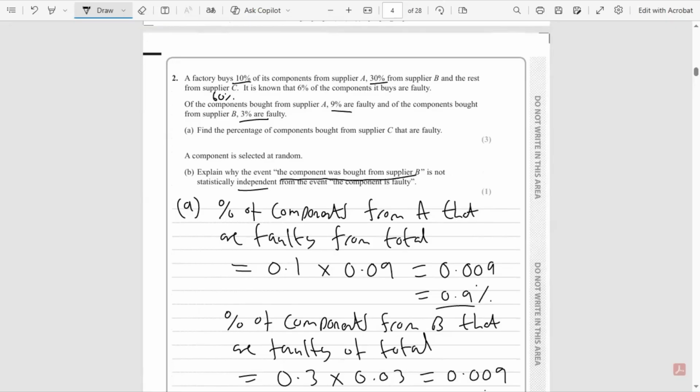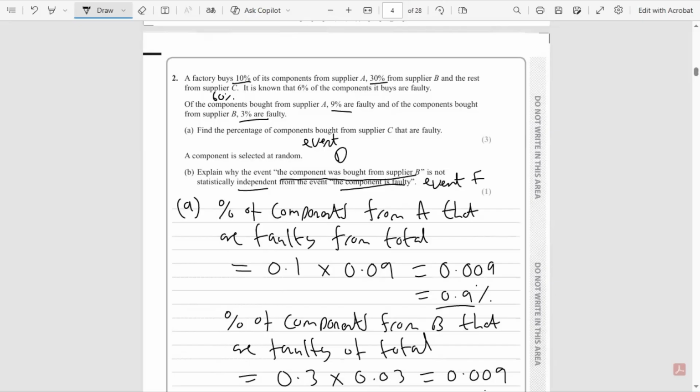Let's call that event D. I don't want to use A, B, and C because we already have supplier A, B, and C, so I don't want to confuse the letters. So that's going to be event D. And then this second event, the component is faulty, let's call that event F. F for faulty.